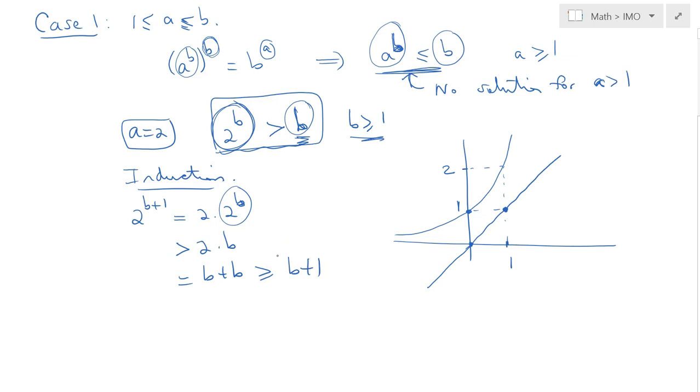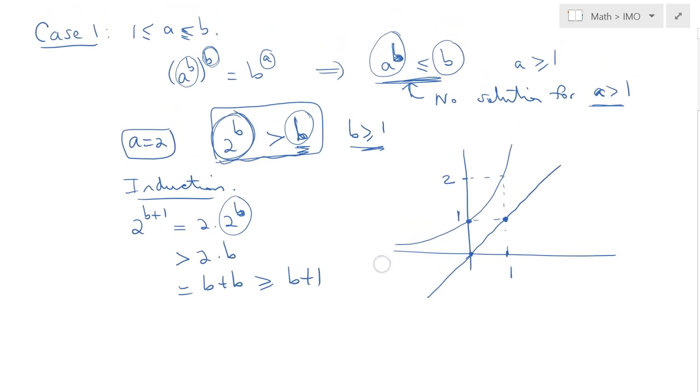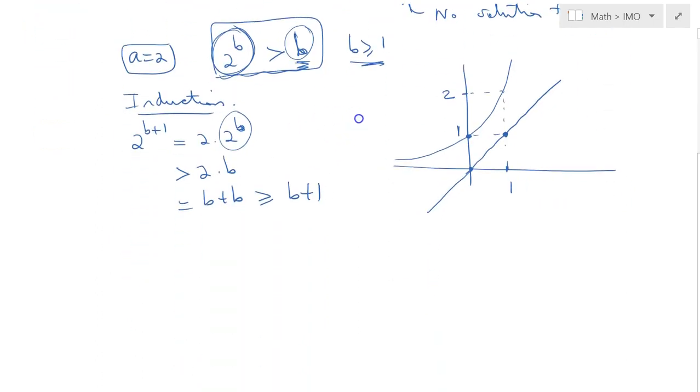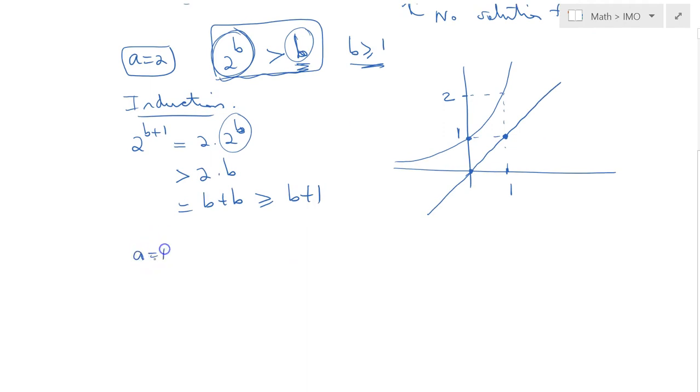Okay, so therefore there is no solution when a is strictly greater than 1, suggesting that we can focus our attention on a equal to 1. And if in the equation you plug in a equal to 1, the left hand side would simply be equal to 1. The right hand side is b, so therefore b comes out. So if a is equal to 1, then it implies b is also equal to 1. So therefore this is our first pair of solutions, 1, 1.